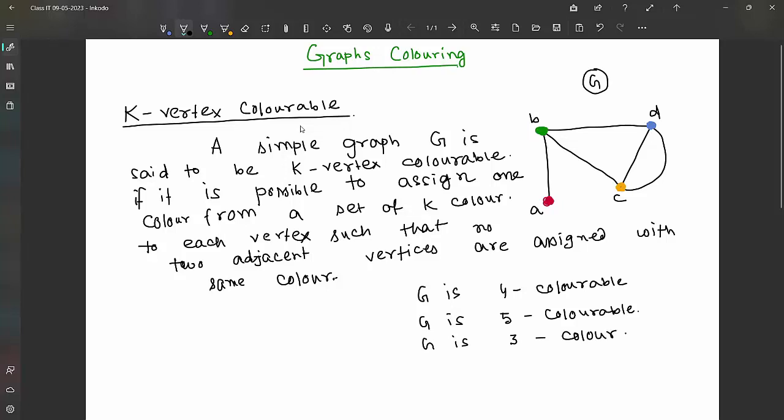Why are we saying that it is 5 colorable? Because if you have a set K with 5 colors, you can still assign the colors to the vertices in such a way that no two adjacent vertices get the same color. That means if you have a coloring set with greater than or equal to 3 colors, then you can color your graph. Is there any doubt? Is it okay? Why are we saying that this is k vertex colorable?